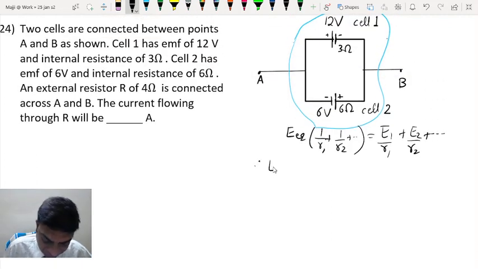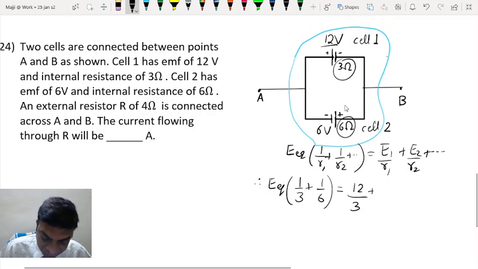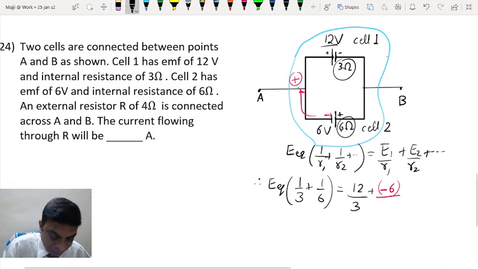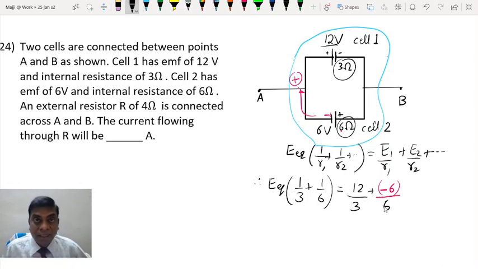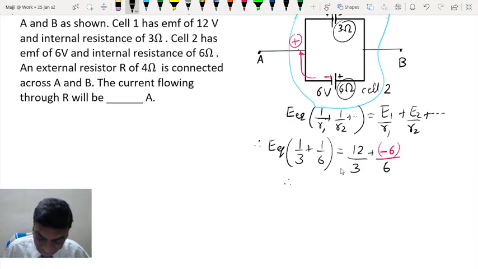So before we start, let us see. R1 is 3 ohm and R2 is 6 ohm. E1, I'll take this as 12, so 12 by 3. Remember students, this is the negative terminal. You can see the negative terminal is connected to this point. So I'll take this as plus. So I'll put this as minus 6 upon R2. Internal resistance is never negative. Resistance is never negative.